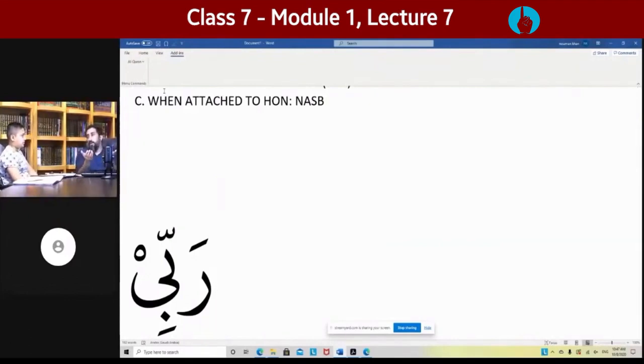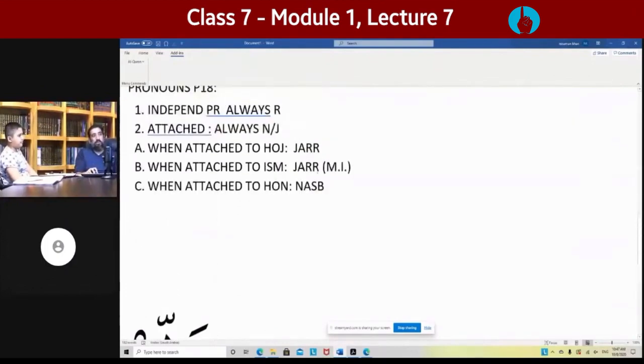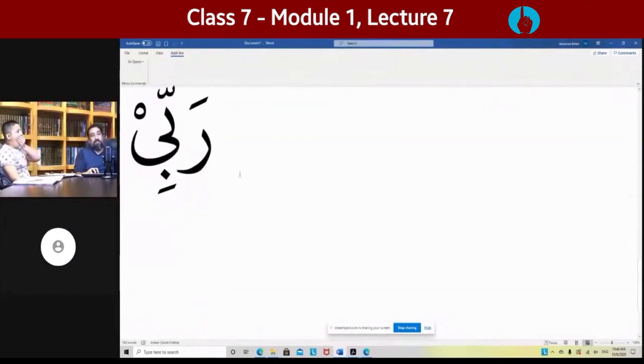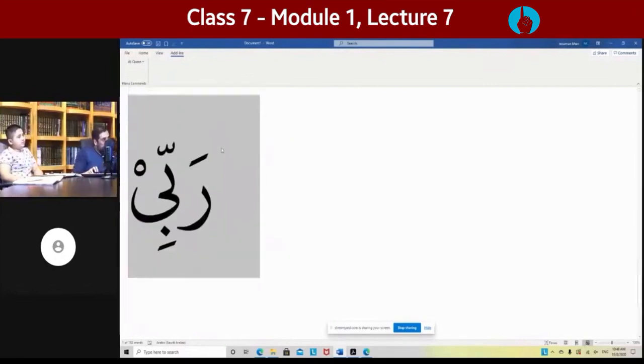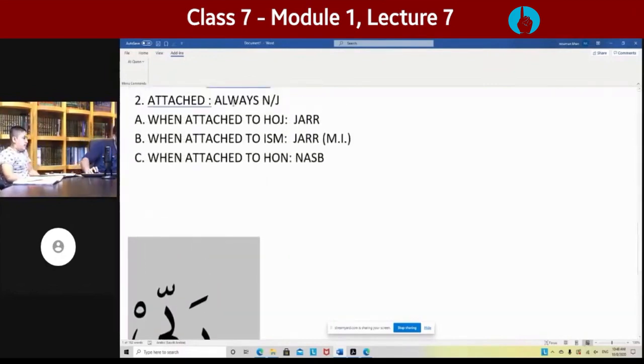I already said, whenever you have an ism and a pronoun, they become mudaf ilayh. If they become mudaf ilayh, then the mudaf ilayh is always jar. That's why I said when attached to an ism, it's always jar. Even in meaning that makes sense, because Rabbi means my master, master of mine, so it's after of anyway. That's why it's jar. I hope that answers your question about why a pronoun is jar when you attach it to an ism.